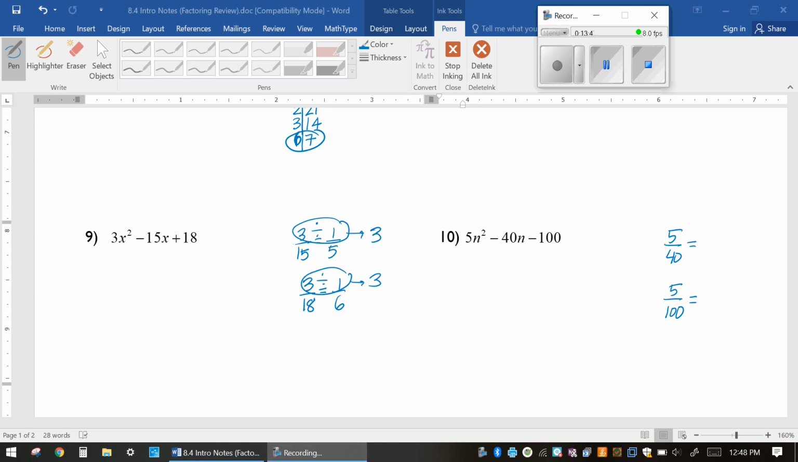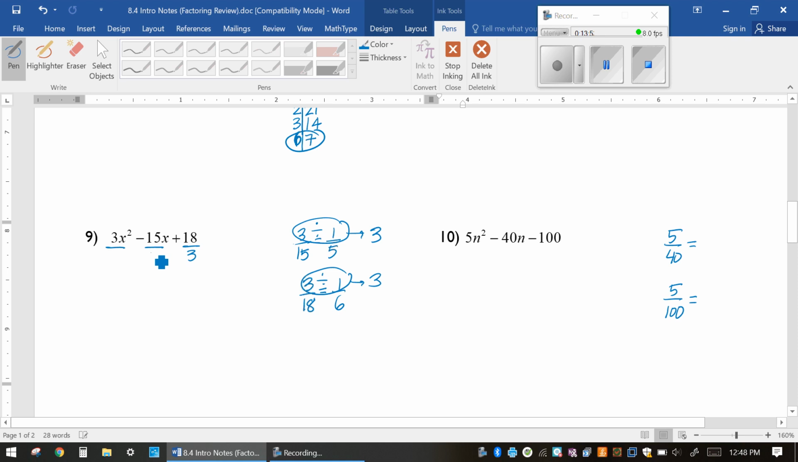You should have gotten a GCF of 3 for both. That means that 3 divides all of these numbers. Unfortunately, they don't all have an x, so I can't say that the GCF is 3x. It's just 3. All right, here's my GCF. I'm going to be left with 1x squared minus 5x plus 6.